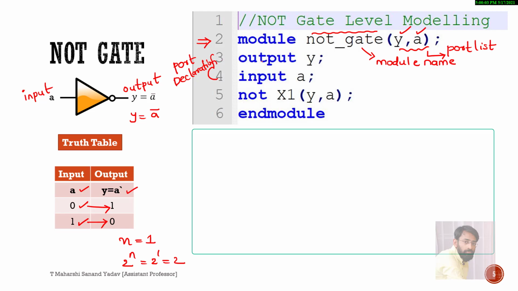Next, coming to the actual logic, this implements the actual logic. Here I am going with primitive gates that are present in the Verilog library, so that's why not, then some random name. Here I am using the random name x1, which can also be called the instance name, followed by output and input. Next, end module. For every module there should be an end module. Now let us implement this code in Xilinx.